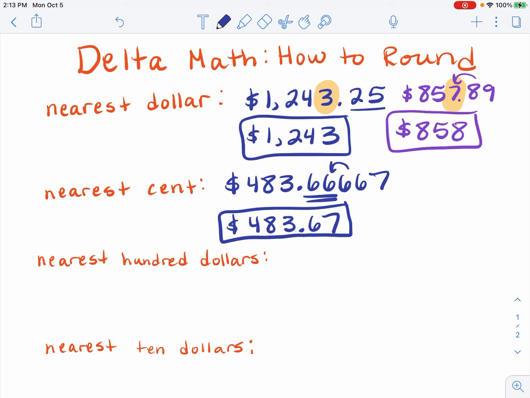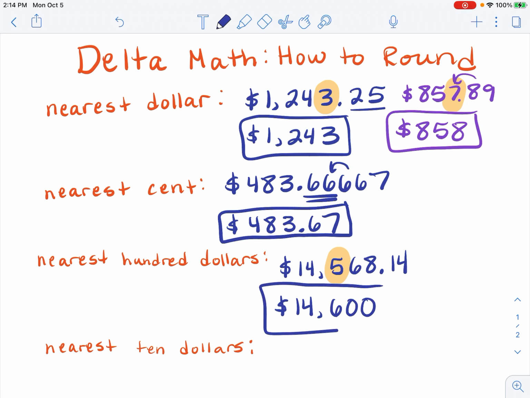There's one that asks you to round to the nearest $100. So let's pretend we have an answer of $14,568.14. So this one's a little confusing. The nearest $100 is this spot right here. Okay, so you're going to look at the 6814. Is that closer to 100 or is it closer to 0? Well, it's closer to 100. So to the nearest $100, the answer here would be $14,600. So you're rounding to the nearest 100.